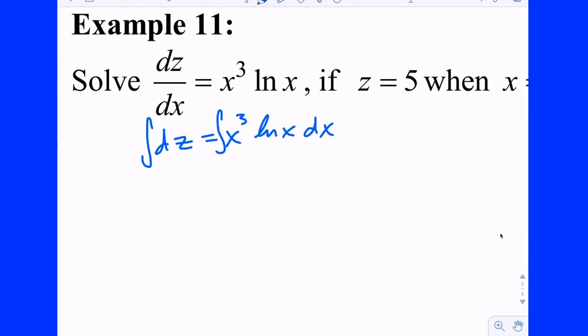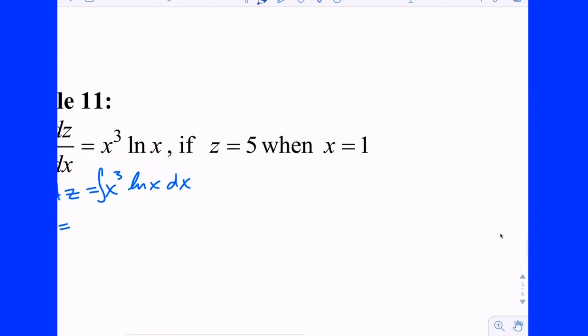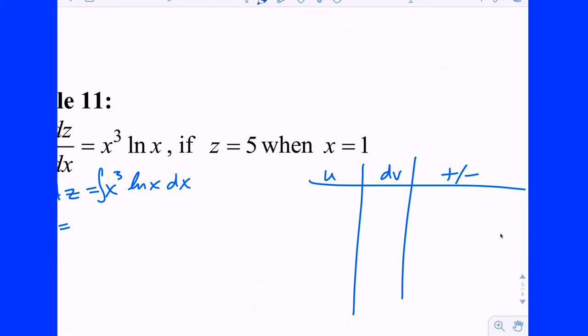And what's the antiderivative of the left side? Z. Good. We don't need a plus c. Now the antiderivative on the right, I don't see anything. Integration by parts maybe, huh? U dv plus minus. We'll do the tabular method. What are you going to call u? X cubed? Schroeder, any idea?